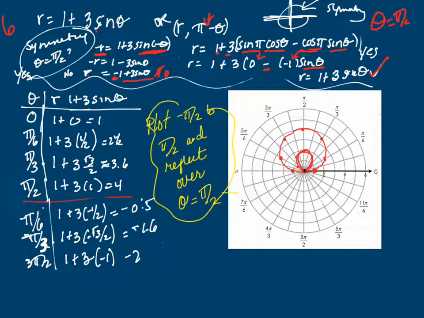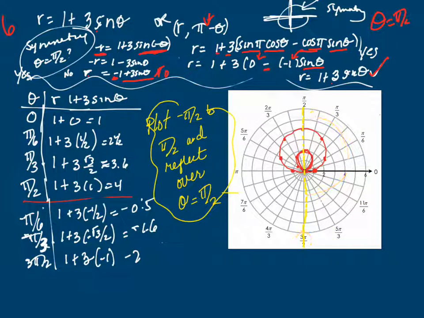I did this in red, so I'm going to change to yellow. There's my line of symmetry, theta equals pi over 2. So that means that I can just do the points from negative pi over 2 to pi over 2. These are the angles I'm going to use on my chart.